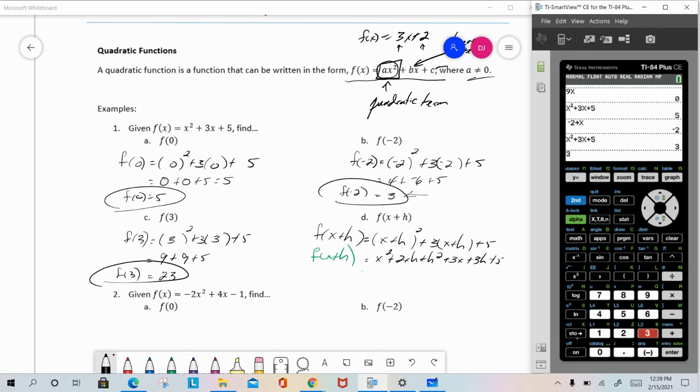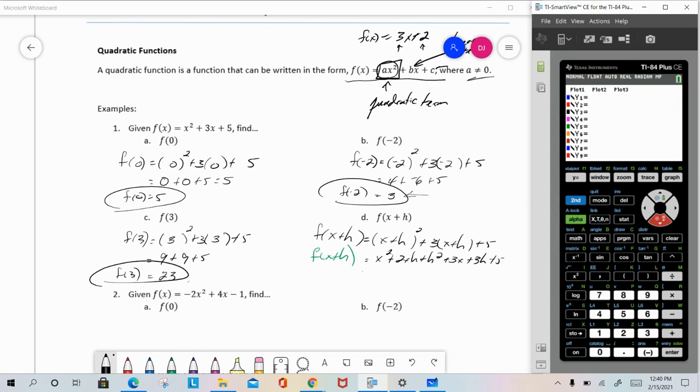I can press 3, store that as x, go back up, grab that, press enter, and there's our 23. So I can do that. Okay. Another option, I go to y equals, let's clear this, make sure that those plots are all turned off.